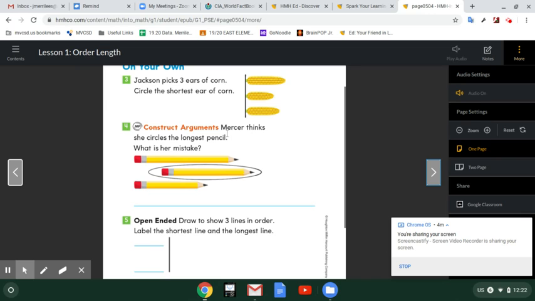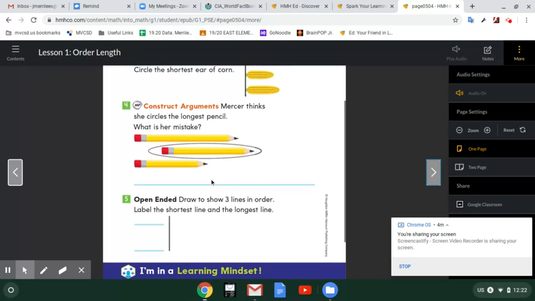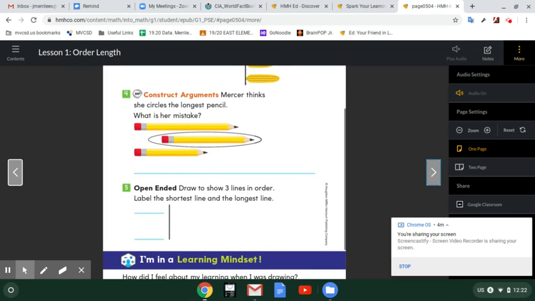Number 4, Mercer thinks she circles the longest pencil. What is her mistake? What did she do wrong? Look how this one is out further than the others, but what did she forget to do when measuring them? She didn't line them up, did she?